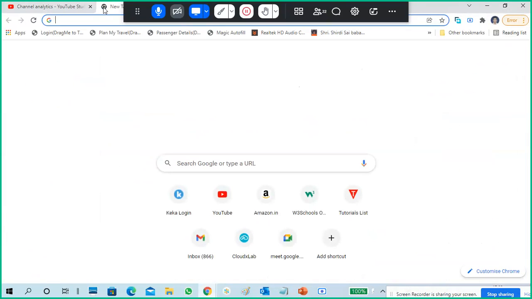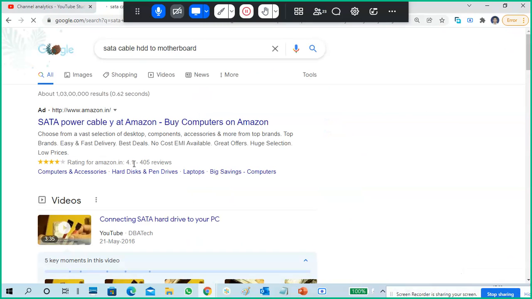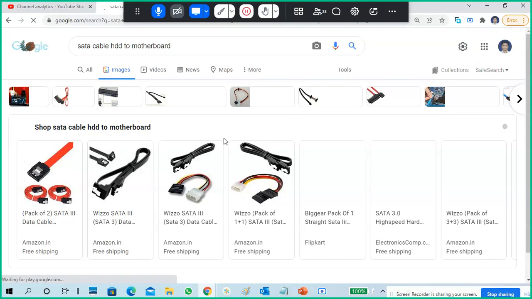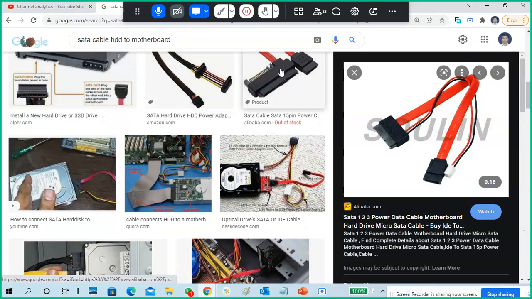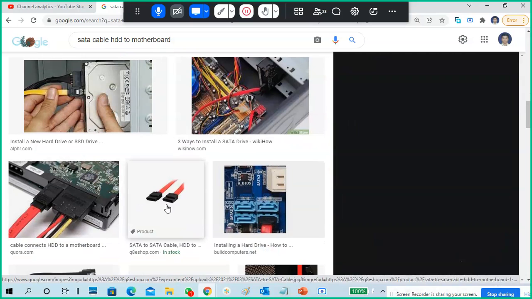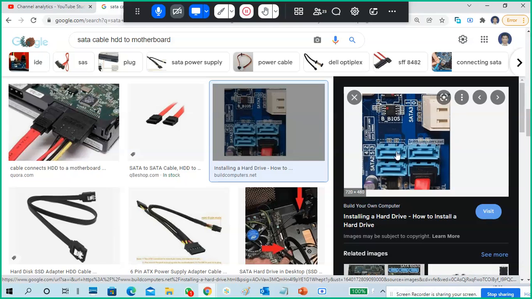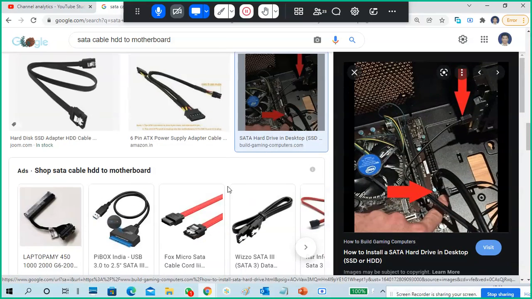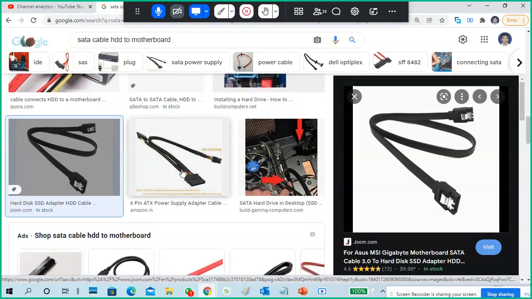Let me show the SATA hard disk to motherboard connection. You can see these red cables, which are the cables we use to connect the hard disk. The red one is a single straight cable. On the motherboard we have a connector like this, so using a cable we connect the two. One side of the cable goes to the motherboard, and the other side goes to the hard disk.